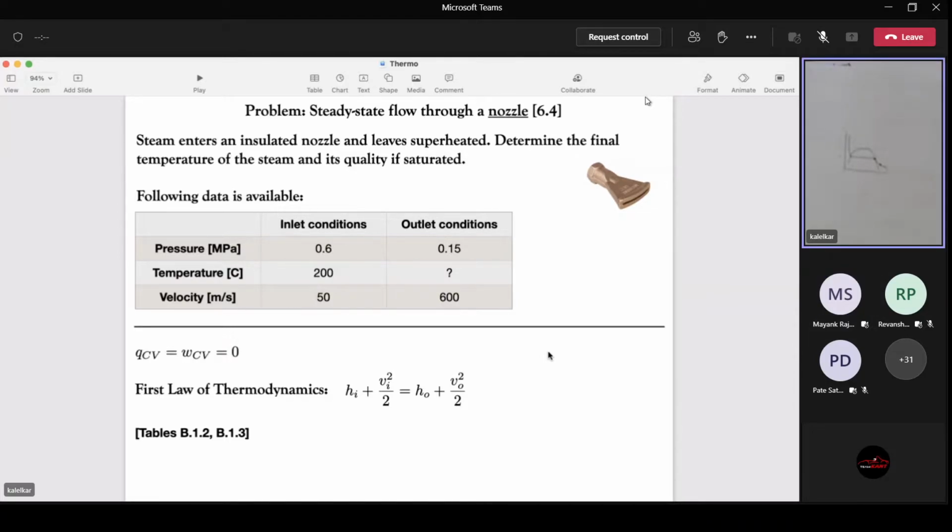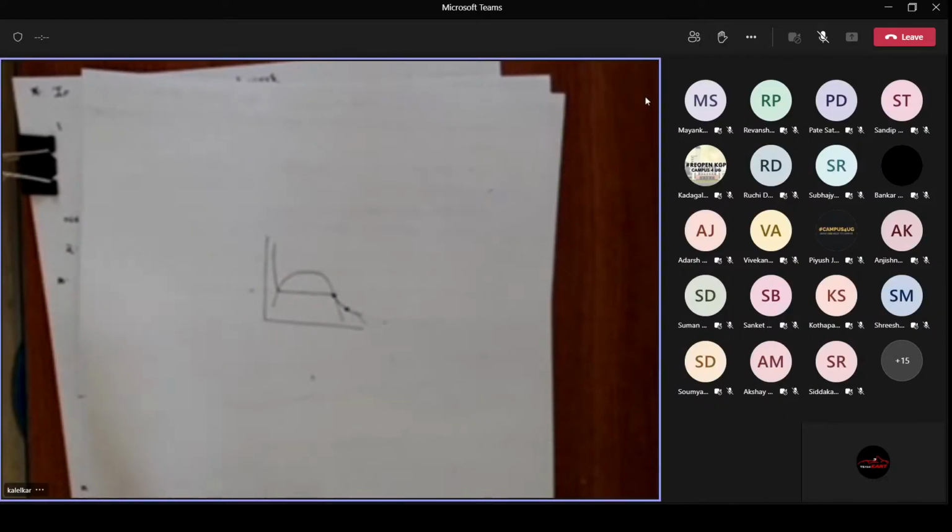Okay, sir. So there's no exchange of work between the system and the surroundings, or the control volume. Okay. So no work is done, and no heat is exchanged either because the steam is entering an insulated nozzle. Okay, so we're done with this. You can find the outlet enthalpy from this formula and temperature from the table. All right, that's all there is. Let's move on then.